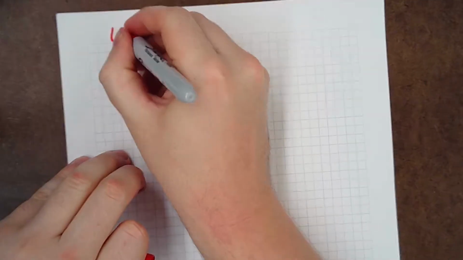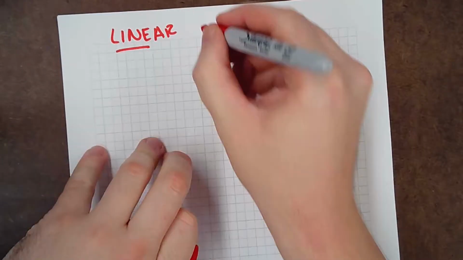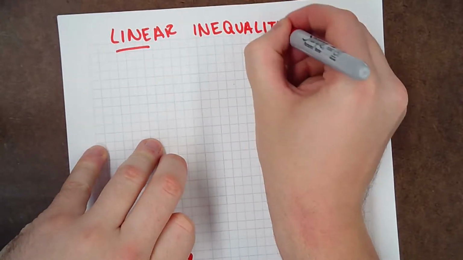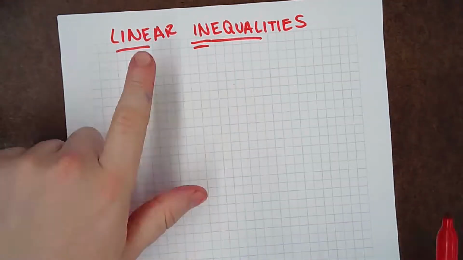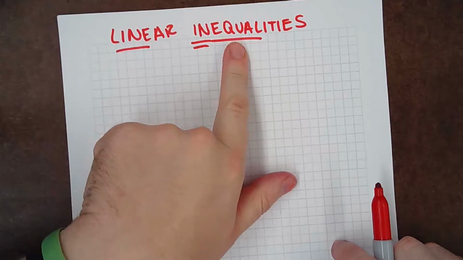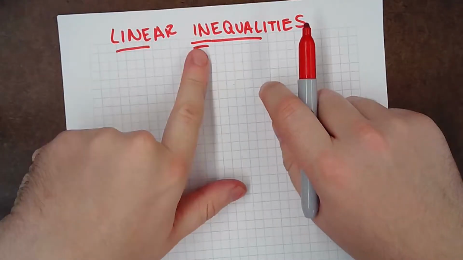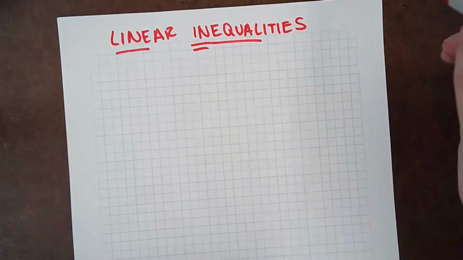So in this video, we're going to be talking about linear inequalities. Linear meaning line, and inequality meaning not equal. When I'm talking about linear inequalities, I'm talking about equations that are lines, but instead of being equations, they're going to be inequalities. They're going to be things that don't have an equal sign in them. They're going to have greater than or less than.